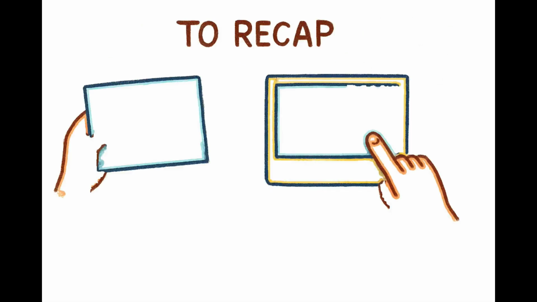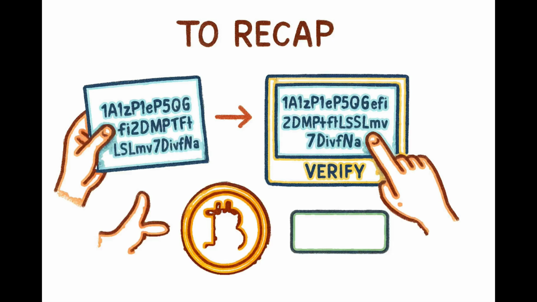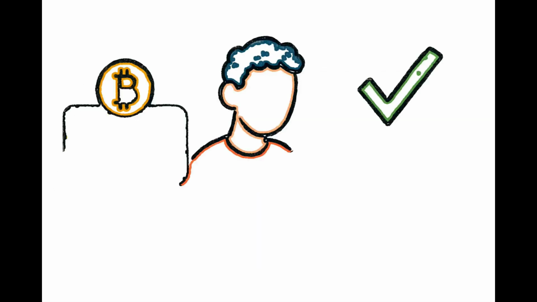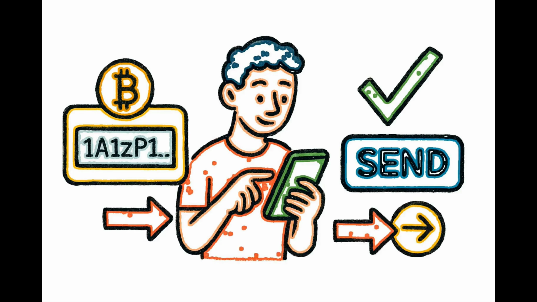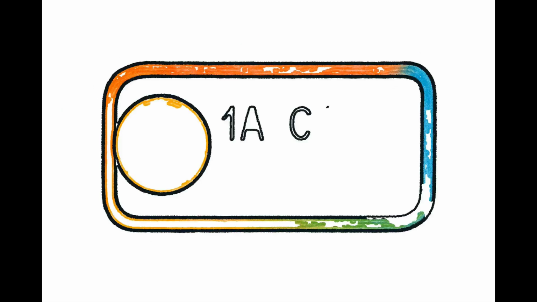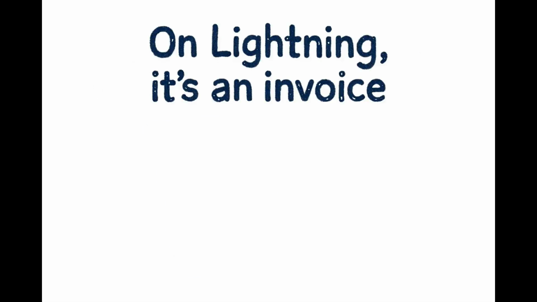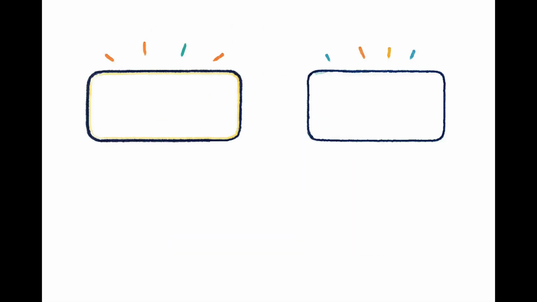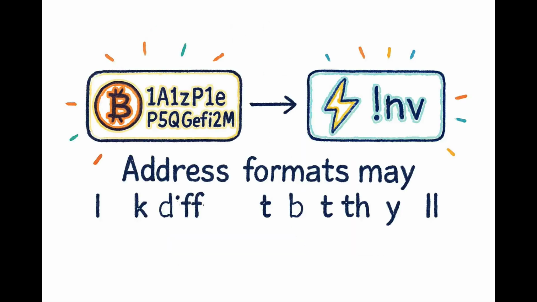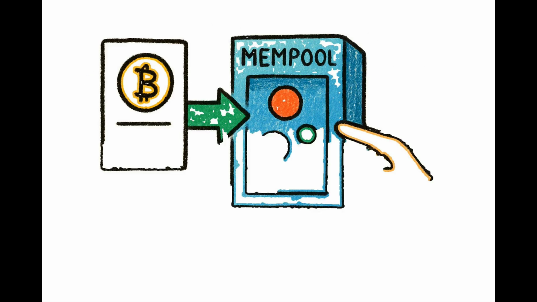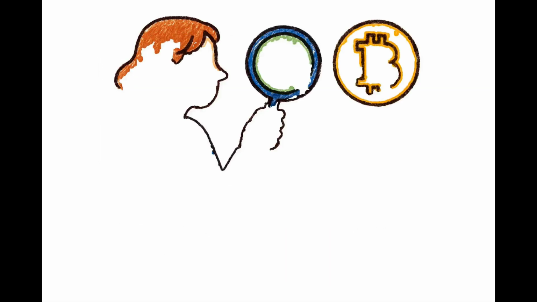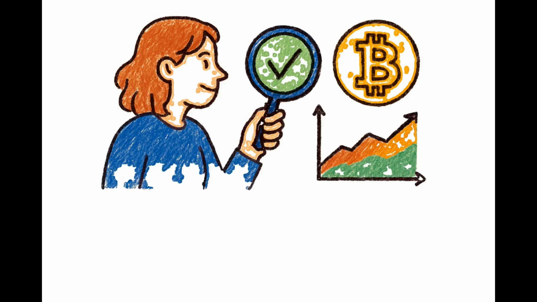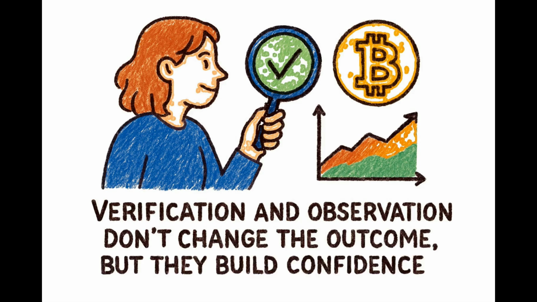To recap, sending your first Bitcoin transaction follows a simple flow. You receive a destination, paste it carefully, verify it, and then confirm and send. On-chain, the destination is a Bitcoin address. On Lightning, it's an invoice. Address formats may look different, but they all work within the same system. After you send, you can watch the transaction in the mempool as it waits to be confirmed into a block. Verification and observation don't change the outcome, but they build confidence and good habits.